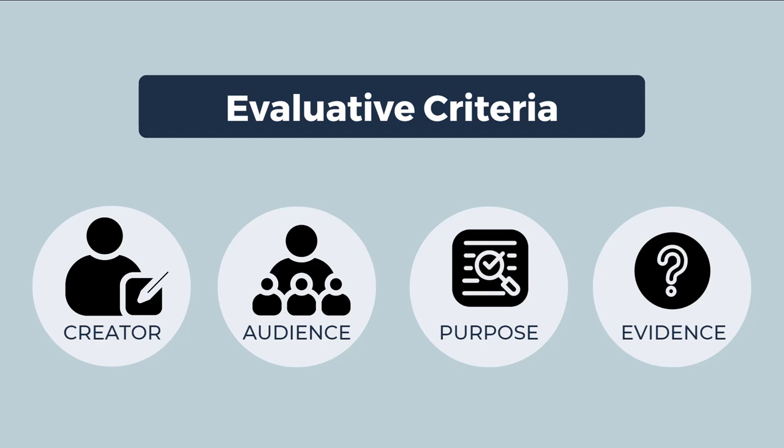What is the purpose of the source? Was it written to inform, persuade? Does it have any bias or anything like that? And with evidence, is there any data, other citations, other sources mentioned in the work itself that is evidence for what they're trying to say? With evidence, definitely go find the original source to make sure that nothing is being taken out of context.